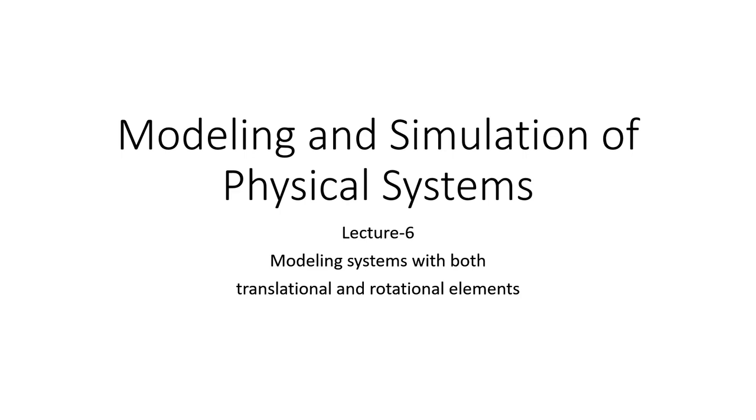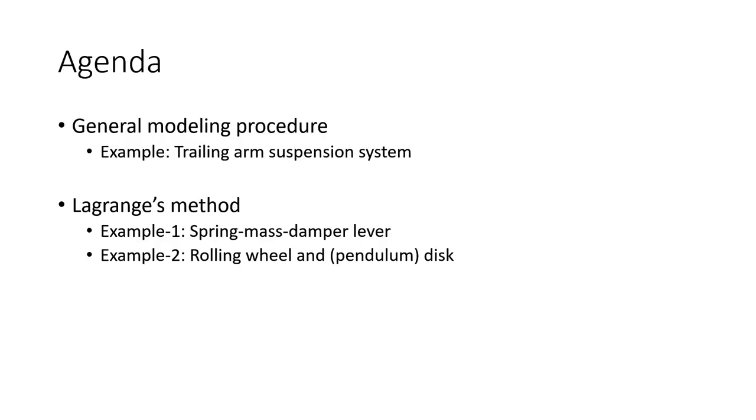Welcome to Lecture 6 of Modeling and Simulation of Physical Systems, in which we shall discuss the modeling techniques for the mechanical systems containing both the translational motion elements as well as the rotational motion elements. Our lecture agenda mainly consists of two items, the first of them being the general modeling procedures. And this will be illustrated with the help of a trailing arm suspension system example.